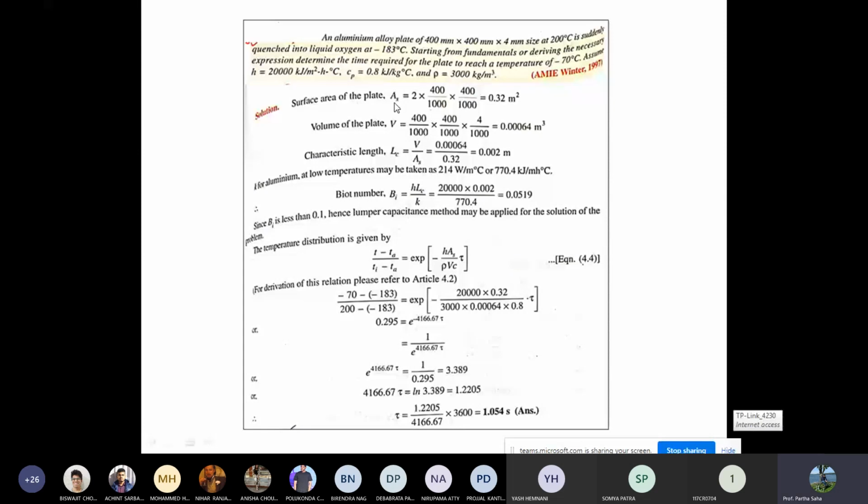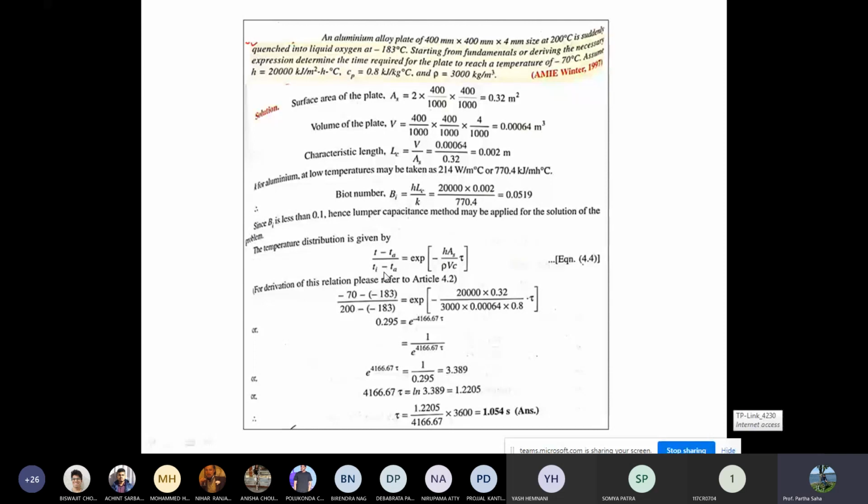First thing first, you calculate the surface area of the plate, 0.32 meter square, the volume of the plate this much, and the characteristic length, V by S, 0.002 meter. For aluminium at low temperature, k may be taken as 214. This is actually not given, so we have to take that parameter here, the thermal conductivity value, 770.4 kilojoule per meter hour C. Then the Biot number you calculate as h Lc by k. h was given in kilojoules, that's why k has been taken in kilojoule. Okay. So you have determined the Biot number as 0.0519. Since the Biot number is less than 0.1, you can proceed with this solution.